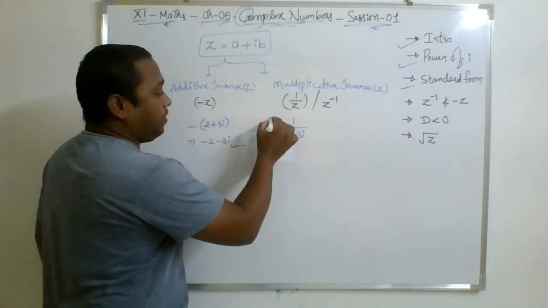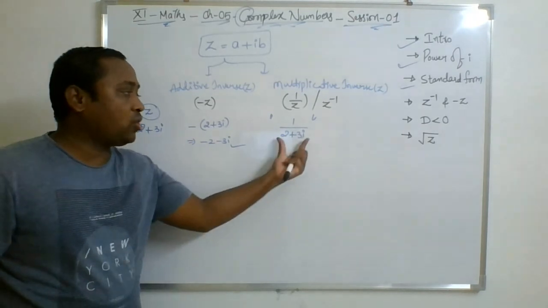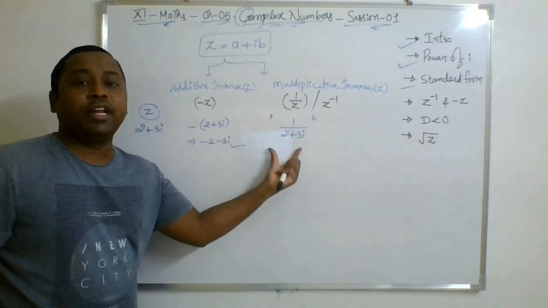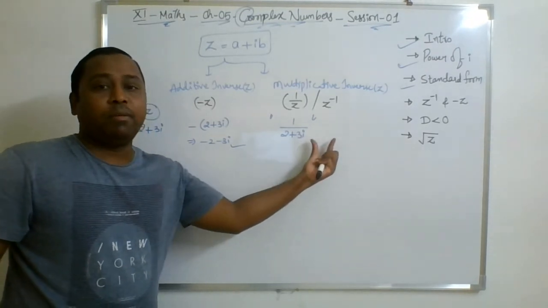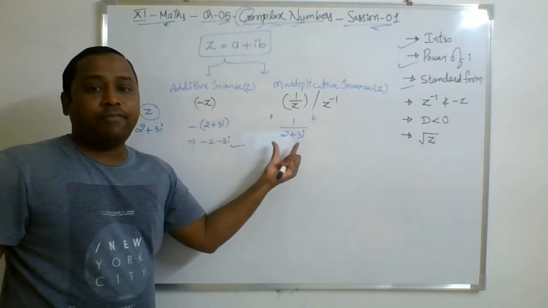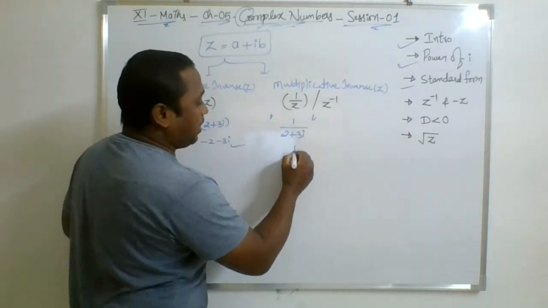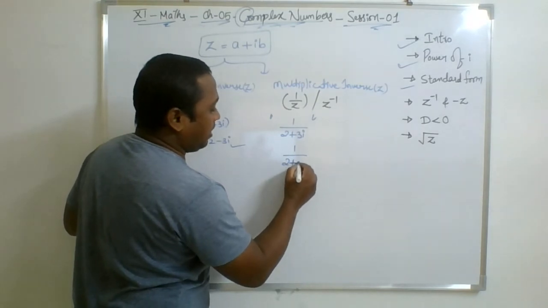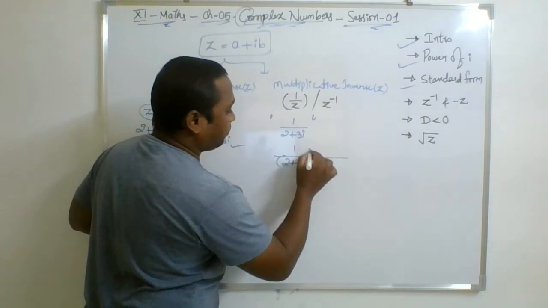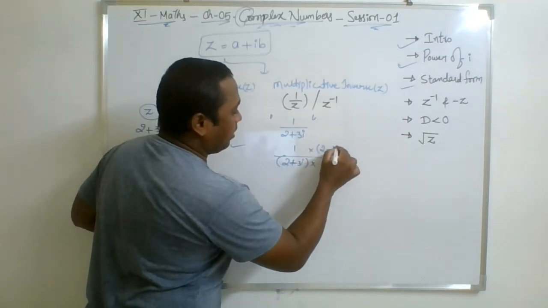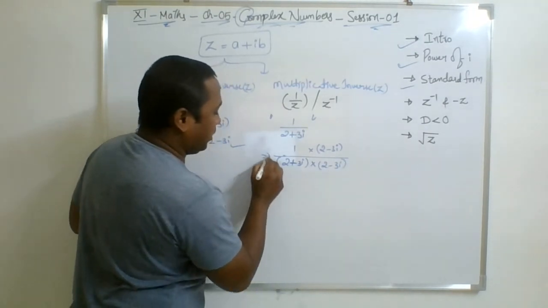Now we know we never leave the complex number in the denominator. Hence, to simplify further, we need to do rationalization. If it is in the form of a plus b, we'll multiply with a minus b. If it is a minus b, we'll multiply with a plus b. So 1 upon 2 plus 3i is there. It means we'll multiply this complex number with 2 minus 3i. 2 minus 3i. That's it.